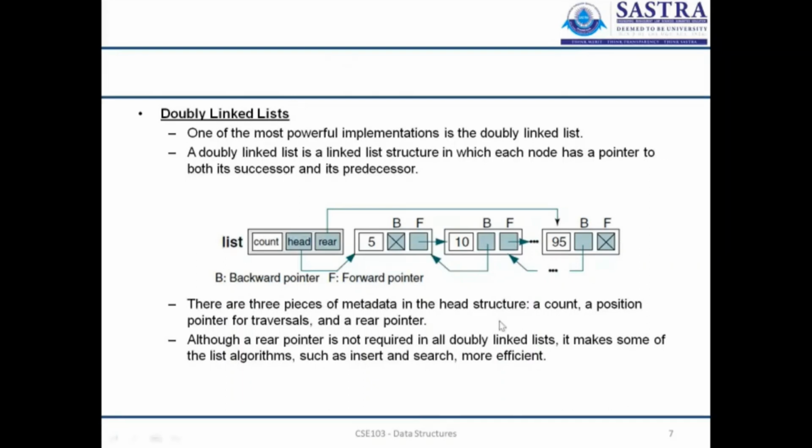See here, one example is given. Here the list header contains the count, a head pointer, and a rear pointer. The head pointer is pointing to the first node, that is 5, and the rear pointer is pointing to the last node, that is 95. Here B means the backward pointer and F means the forward pointer. So 5 is pointing to 10 and 10 is pointing to the next node. And 95 is the last node, and 95 is pointing to the previous node. The 10 is pointing to 5. So this is a doubly linked list.